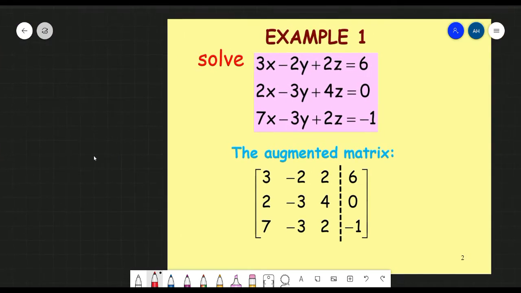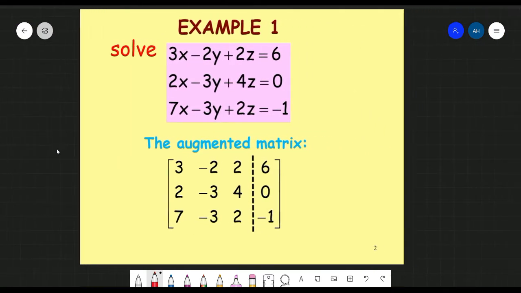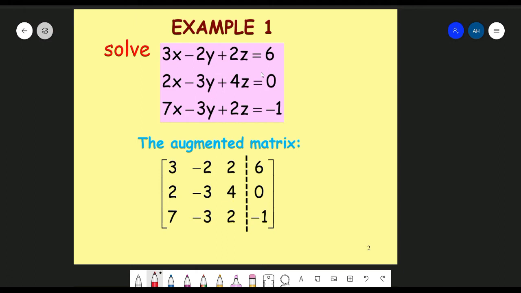Now let's start with example number one, where we have a system of linear equations having three equations: 3x minus 2y plus 2z equal to 6. That's our first equation. Equation number two, 2x minus 3y plus 4z equal to 0. Second equation, 7x minus 3y plus 2z equal to -1. That's the third equation.